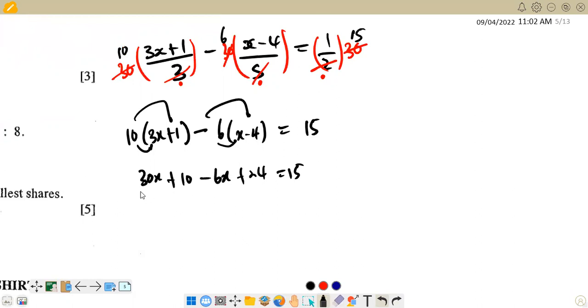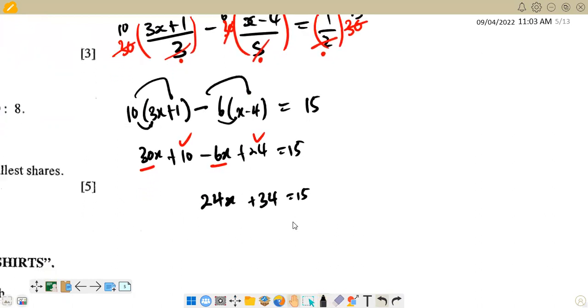Which like terms do we have? We've got 30 and 6. So you can subtract here, 30 minus 6, which is actually 24x. So this is going to give us 24x. Then we've got these 2 numbers, 10 and 24, they are adding, and these are going to give us positive 34. If you add it properly here, equal to 15. So that's what we're having, guys.